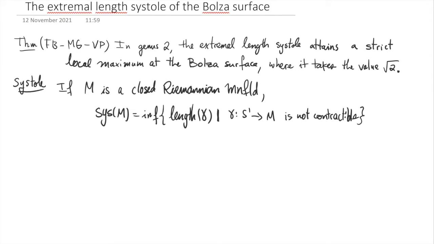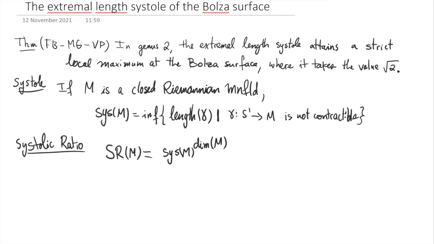Okay, so that's the systole, and then we can make a more interesting invariant from this called the systolic ratio, which I'll denote by SR of M, which is defined as the systole of your manifold raised to the power the dimension of the manifold M, divided by the volume of M. And the advantage of doing this is that this is now a scaling invariant. So it's more suited for optimization problems.